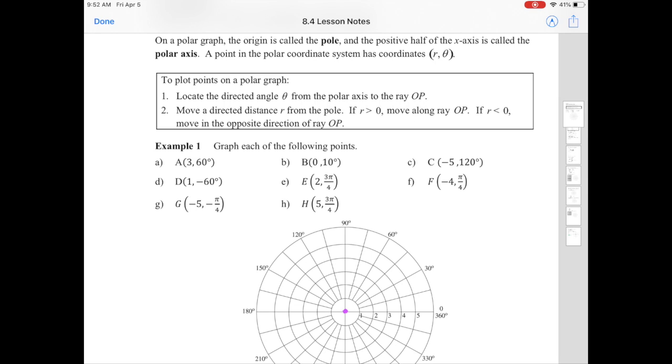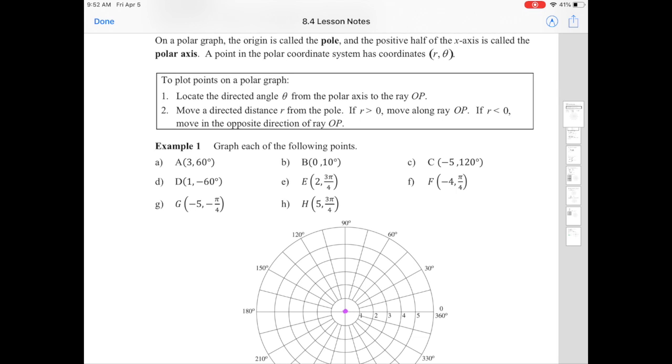We're going to graph each of the following points by following the directions on how to plot points on a polar graph. First, we need to locate the directed angle from the polar axis to the ray OP. So any of these are going to be the ray OP. Move a directed distance r from the pole. If r is greater than 0, we're going to move along the ray. If r is less than 0, we're going to move in the opposite direction.